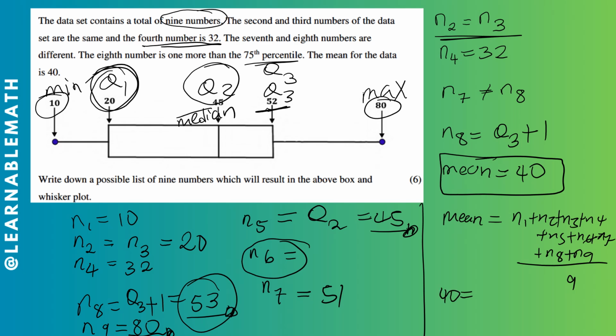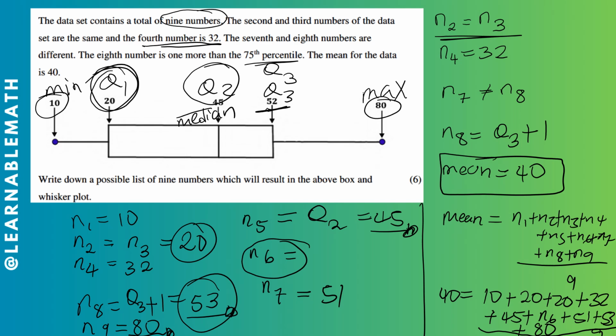So we're going to add these data values. Number 1 is 10. Number 2 and 3 are the same, which is 20. Number 3 is 20. Number 4 is 32. Number 5 is 45. Number 6, we don't know it. Number 7 is 51. Number 8 is 53. And number 9 is 80. We add everything there, and it's divided by 9. I'm sorry you can't clearly see, but it's basically the summation of all the data values divided by the number of data values.